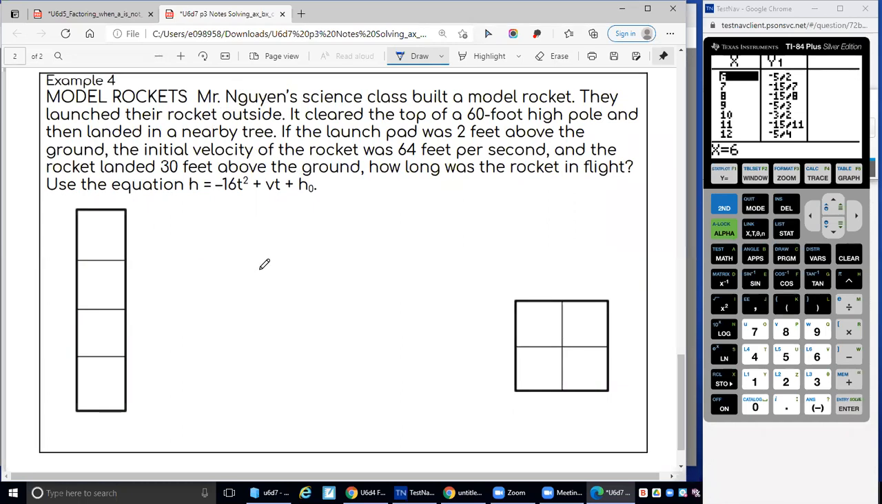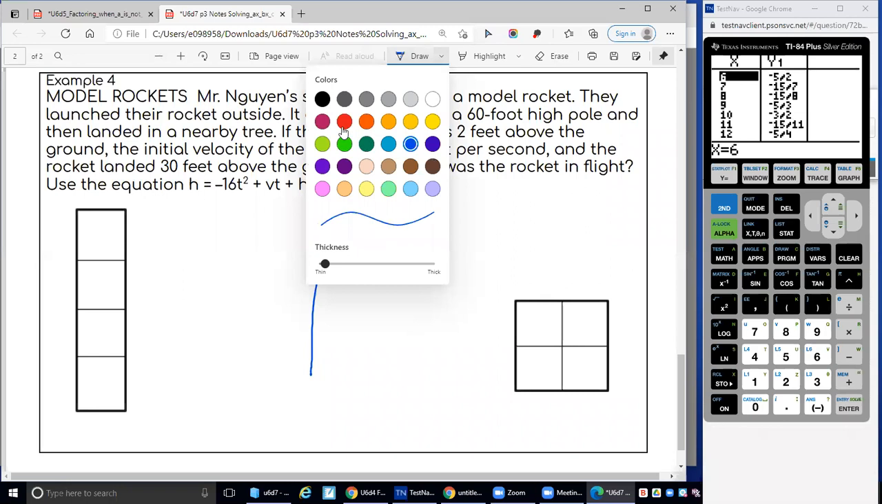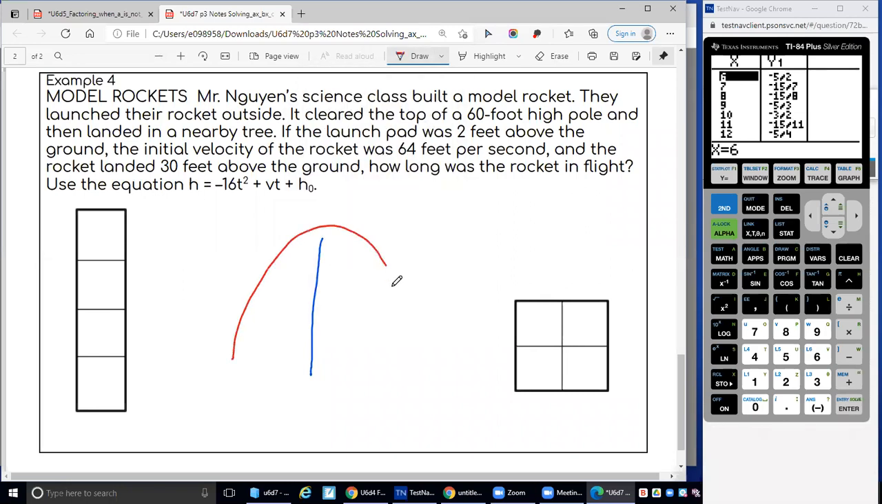Model rockets. Mr. Nguyen's class built a model rocket. They launched their rocket outside. It cleared the top of a 60-foot high pole and then landed in a nearby tree. If the launch pad was 2 feet above the ground, the initial velocity of the rocket was 64 feet per second, and the rocket landed 30 feet above ground. How long was the rocket in flight?